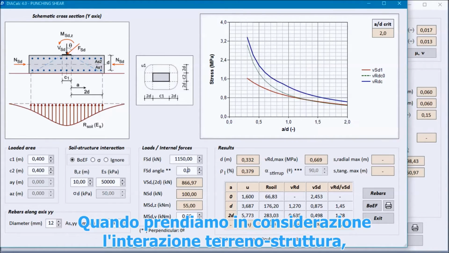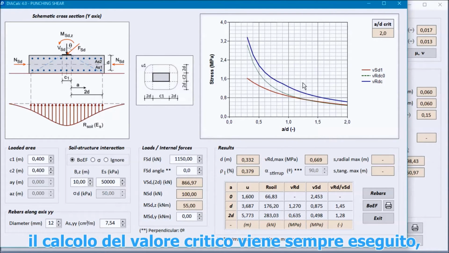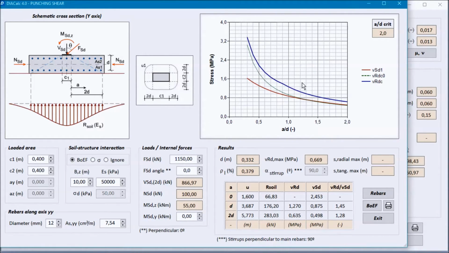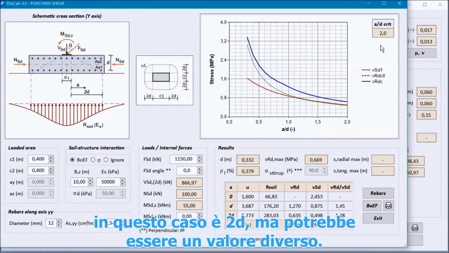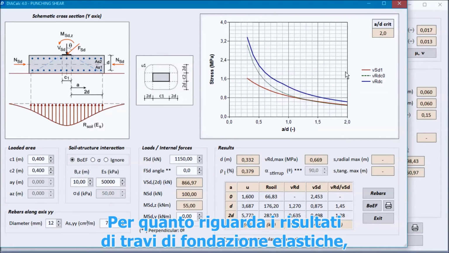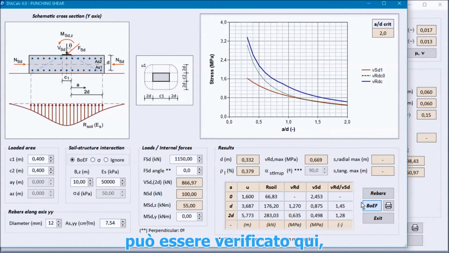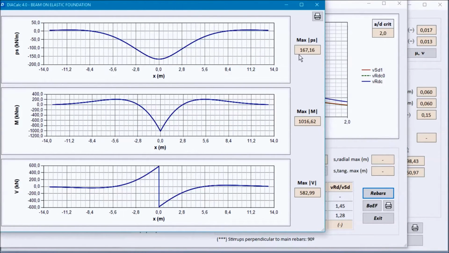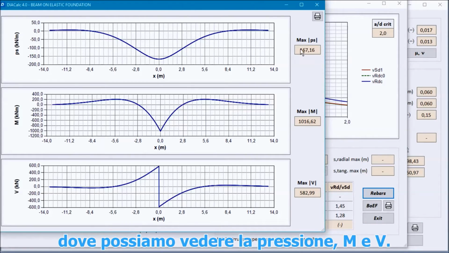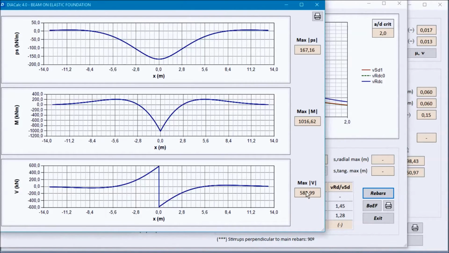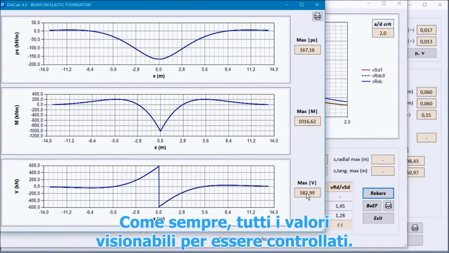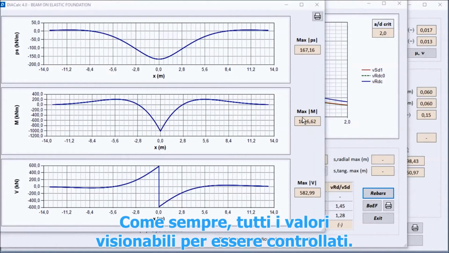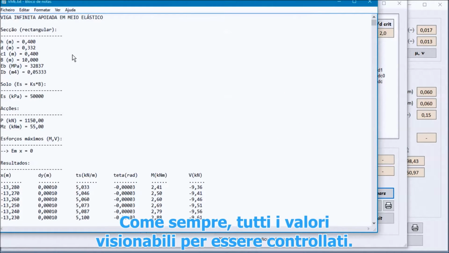The calculation of the critical perimeter is always performed when soil structure interaction is considered. In this case it's 2D, but it could be a different value. Regarding the beam on elastic foundation results, they can be checked here, where you can see the pressure, M and V. And as usual, all the values are available to be checked.